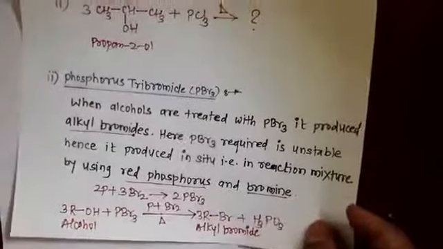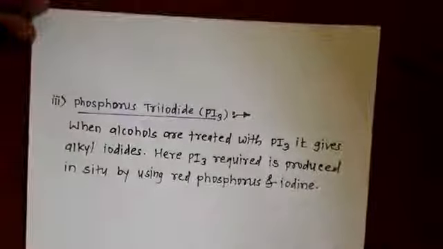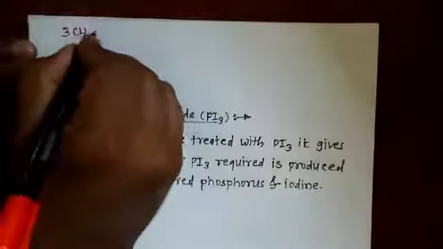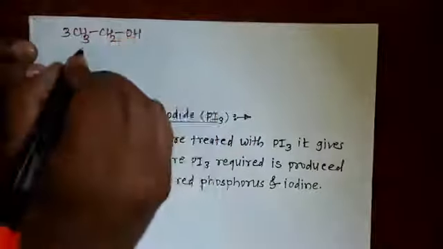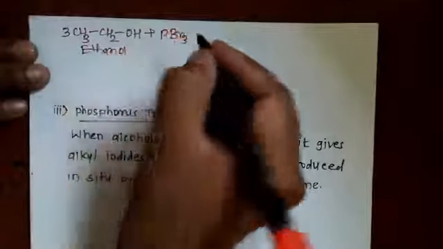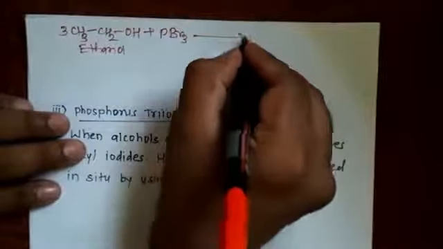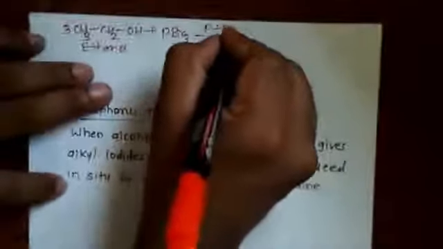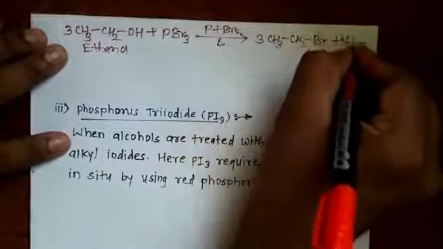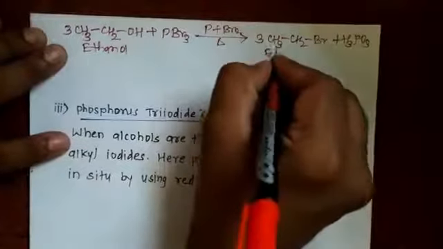Now we should take the reaction when 3 moles of ethyl alcohol or ethanol react with PBr3, which is produced during the chemical reaction, they produce 3 moles of ethyl bromide and phosphorus acid.